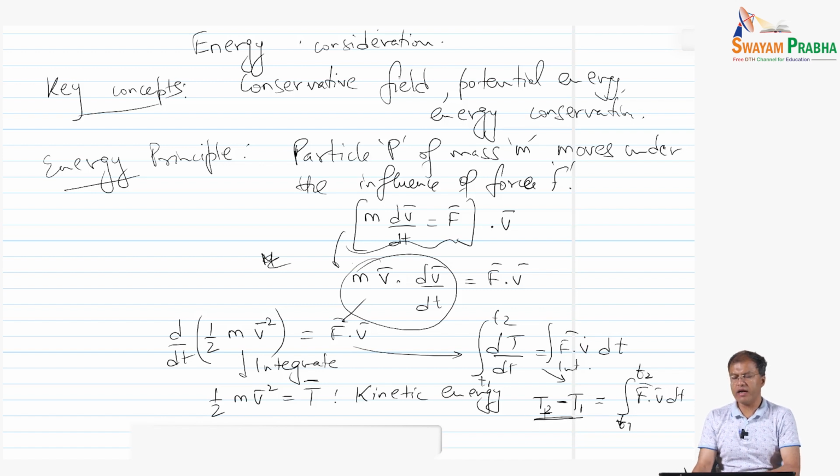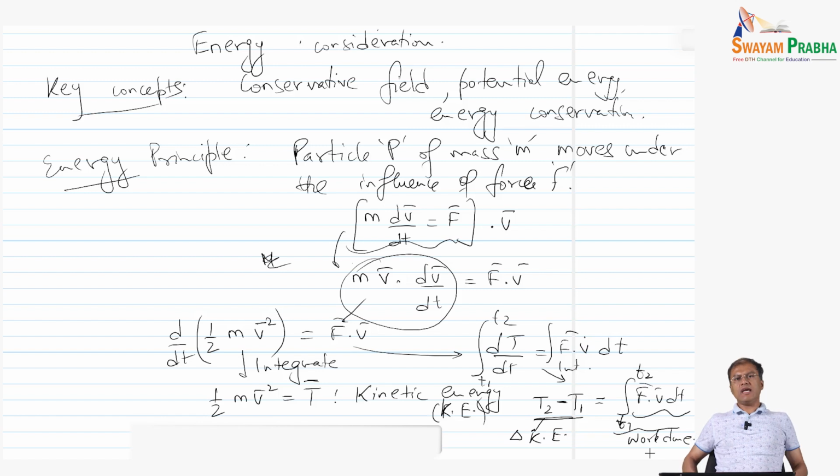Notice that the left hand side is the change in the kinetic energy, with kinetic energy being KE, and the right hand side is the work done. So the work done is equal to the change in kinetic energy, is what my energy principle says.